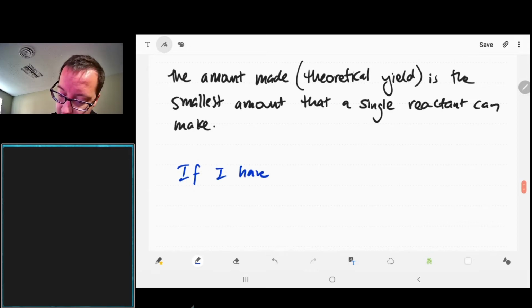If I have 3 moles of, I guess I should give us a reaction.